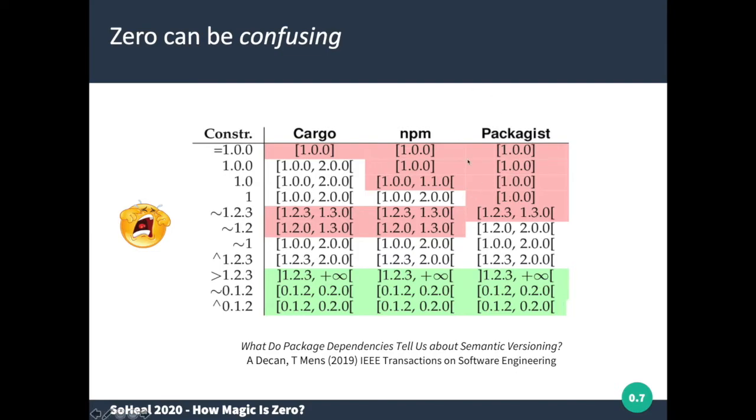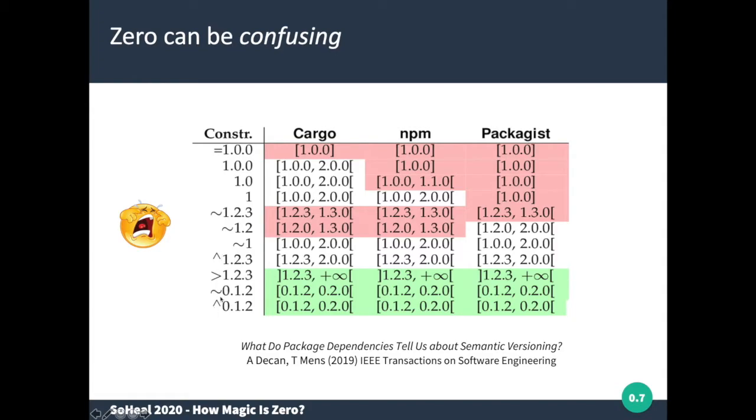What we can see here is that everything in green is more permissive than the semantic versioning policy. Everything in red is more restrictive than what semantic versioning policy dictates, and everything in white is semantic versioning compliant. When we look at the tilde constraint, we see that it is actually more restrictive than semantic versioning because it only allows patch updates. The caret constraint is compatible with semantic versioning because it allows both patch updates and minor updates. But this is only true for versions that have a major version 1 or higher.